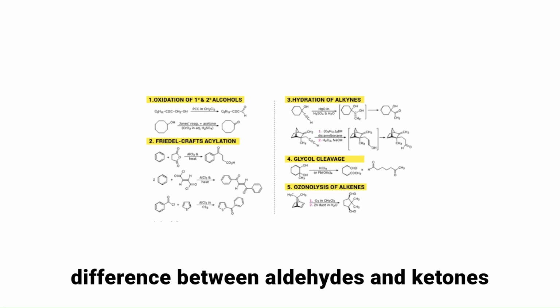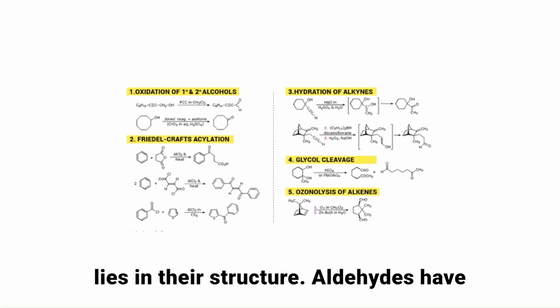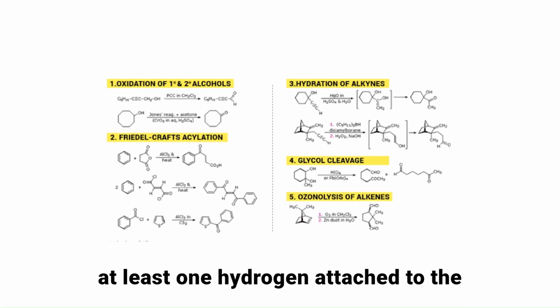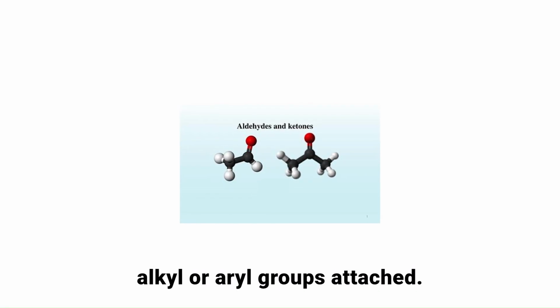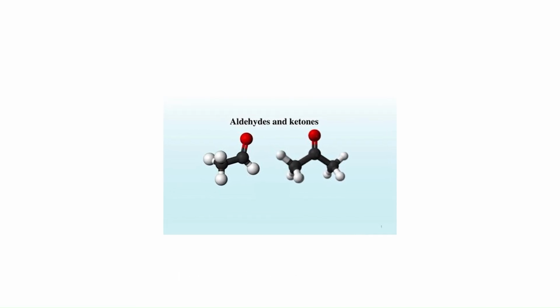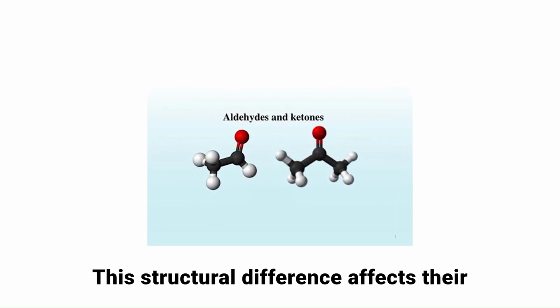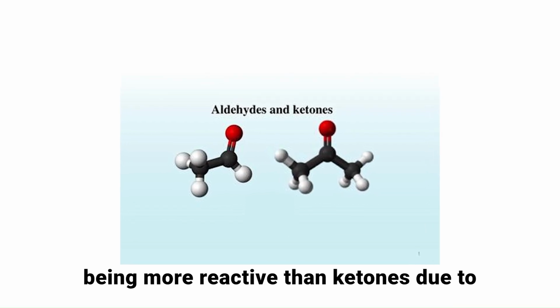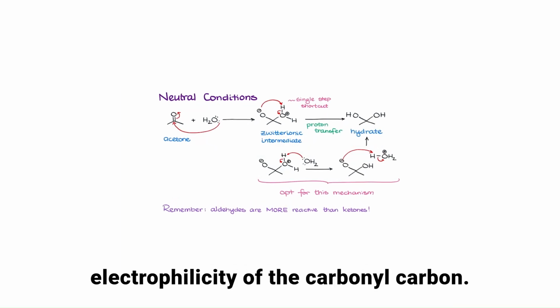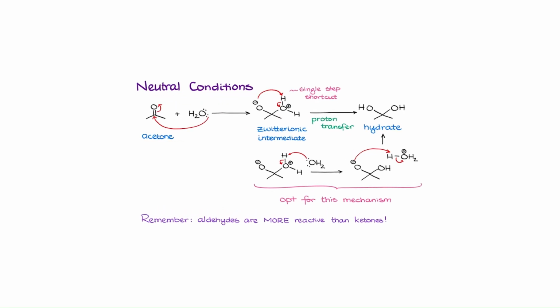The key difference between aldehydes and ketones lies in their structure. Aldehydes have at least one hydrogen attached to the carbonyl carbon, whereas ketones have two alkyl or aryl groups attached. This structural difference affects their reactivity, with aldehydes generally being more reactive than ketones due to lesser steric hindrance and greater electrophilicity of the carbonyl carbon.